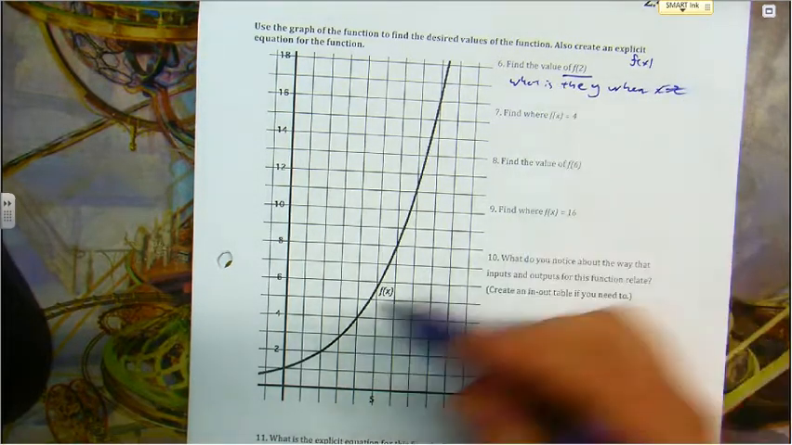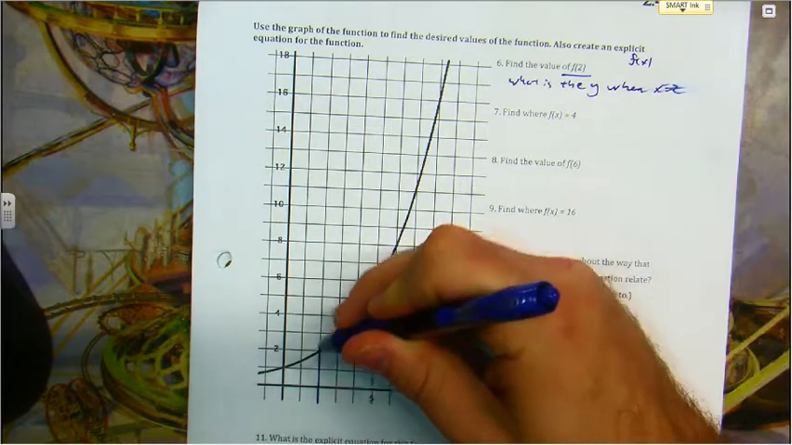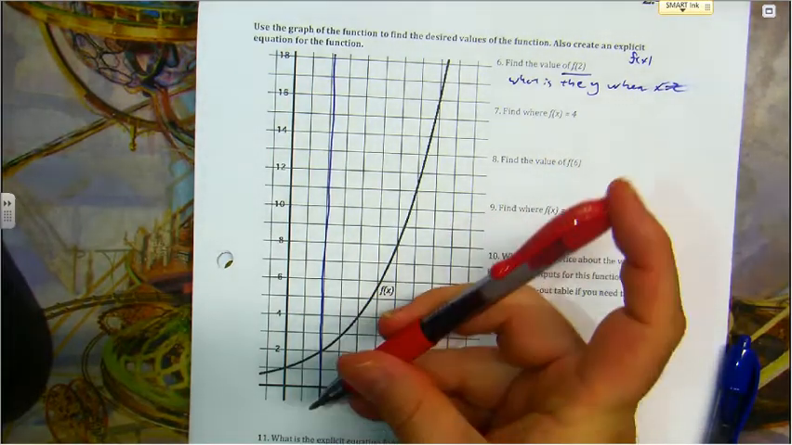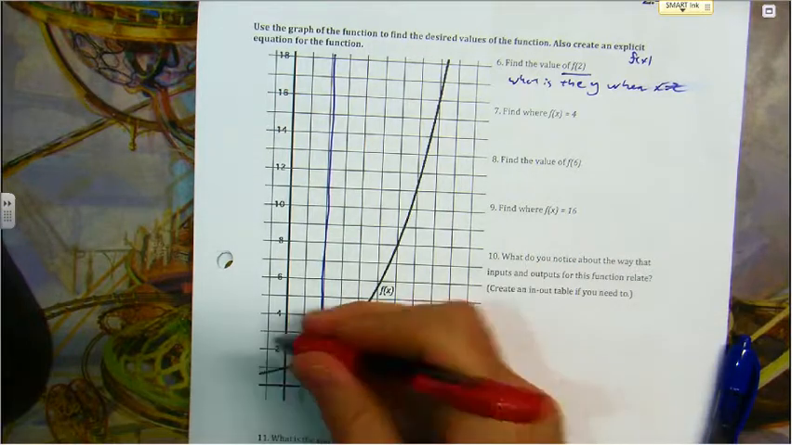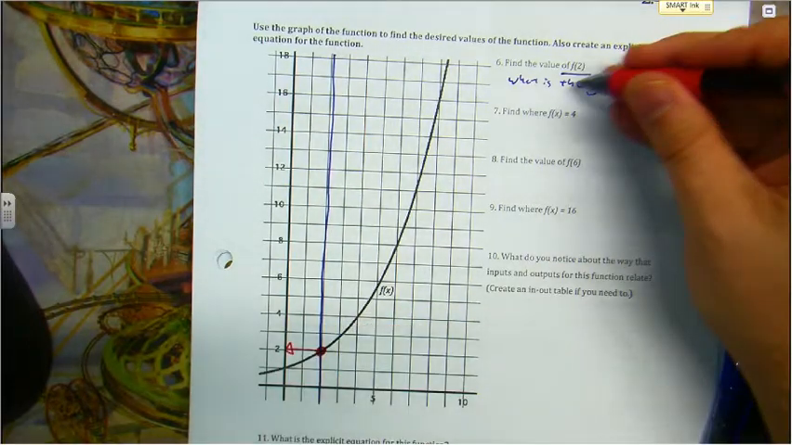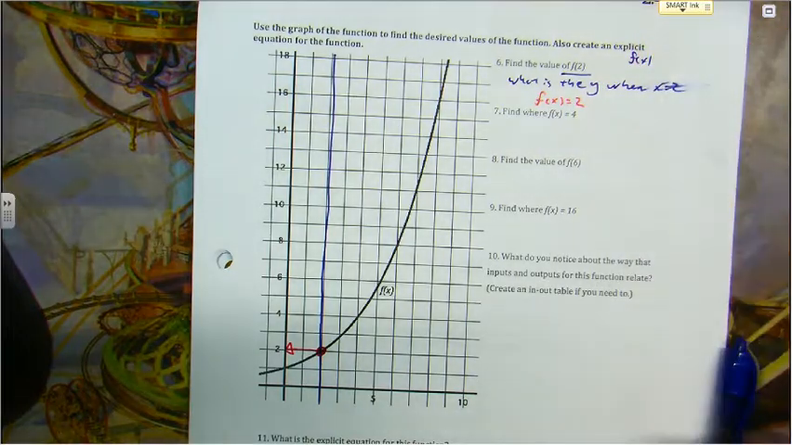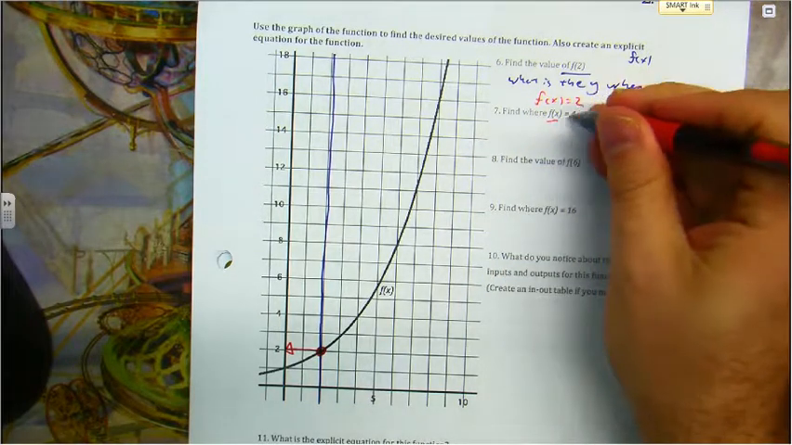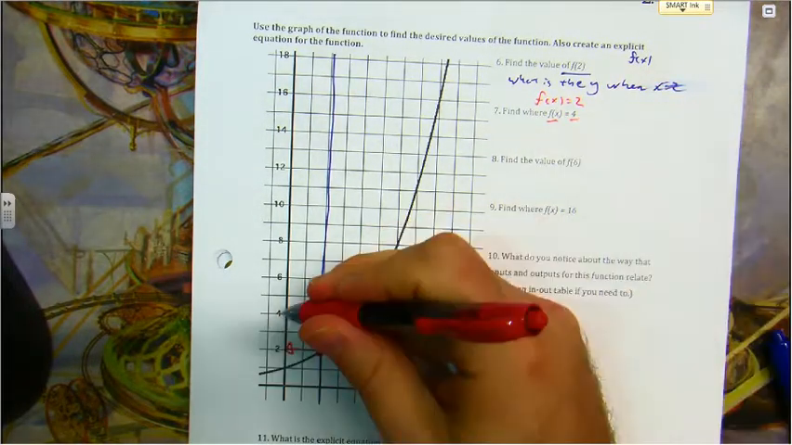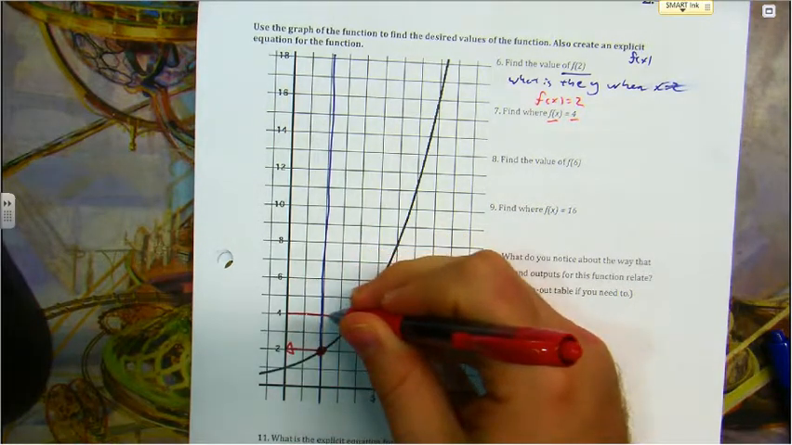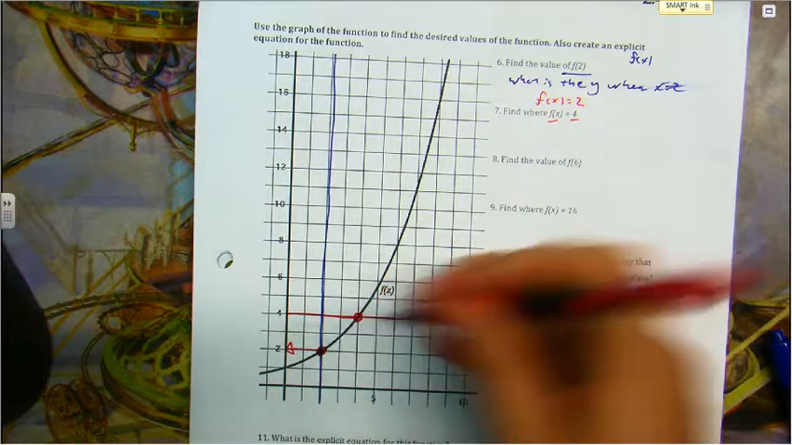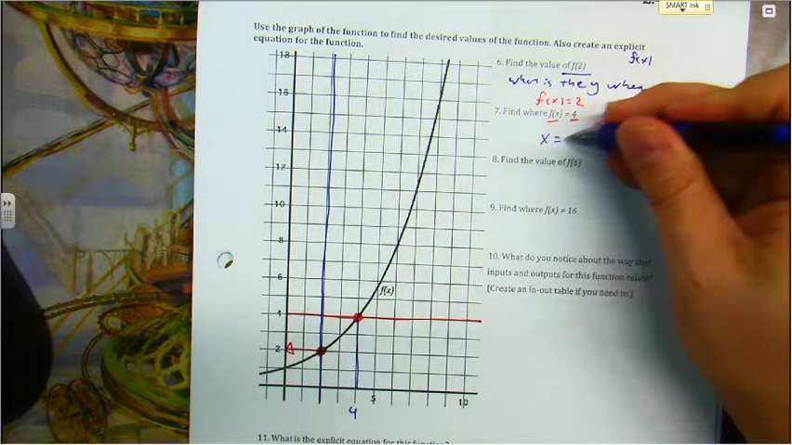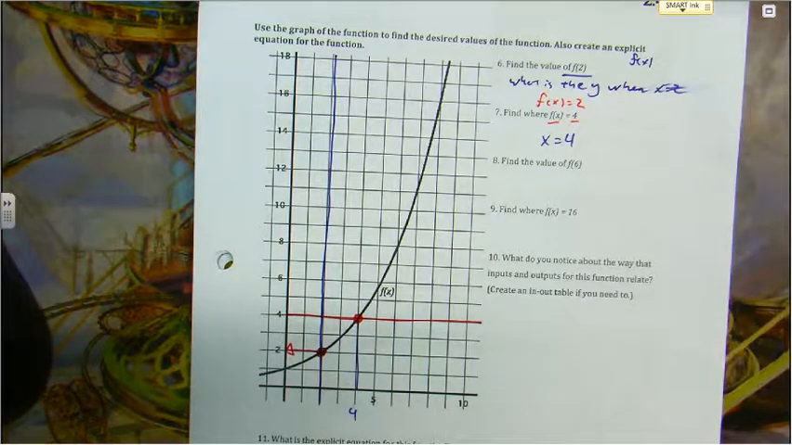All right, so let's find 2. 1, 2. So this is 2. F of 2 is wherever it crosses the line here, and it crosses the line right here. So f of 2 would be whatever our y value is. So f of 2 equals 2. Okay. Let's do this one. It says where f of x equals 4. So f of x, the x isn't given, but the y value is. So here's where f of x equals 4. So we have to find where it crosses. It crosses right here, and it crosses at 4. So f of x equals 4 is x equals 4. That's where that happens. All right.